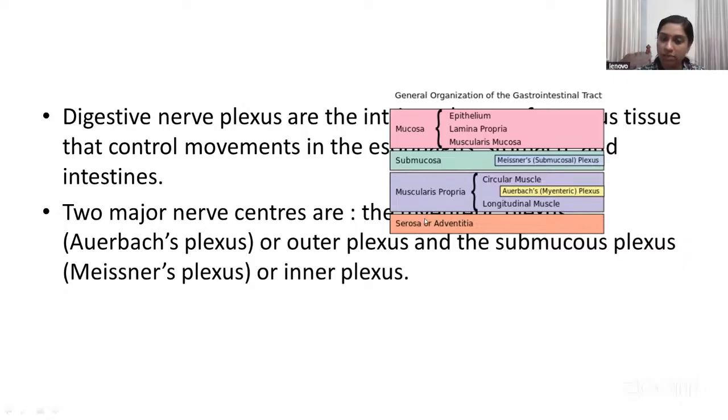So outwardly we can see the serosa or adventitia, and next layer is the muscularis propria. It has an outer longitudinal muscle and the inner circular muscle, and in between them we can see the Auerbach's or the Meindrick plexus. This is the main nervous control in the intestine. And next layer is the submucosal layer, and in the submucosal layer there is Meissner's or the submucosal plexus. And the innermost layer is the mucosa containing epithelium, lamina propria, and muscularis mucosa.